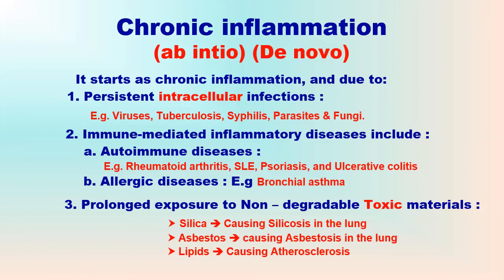And third, prolonged exposure to non-degradable toxic materials. Examples are inhalation of silica, which can induce a chronic inflammation in the lung called silicosis, and inhalation of asbestos, causing asbestosis in the lung, or materials such as lipids or cholesterol crystals, causing atherosclerosis.